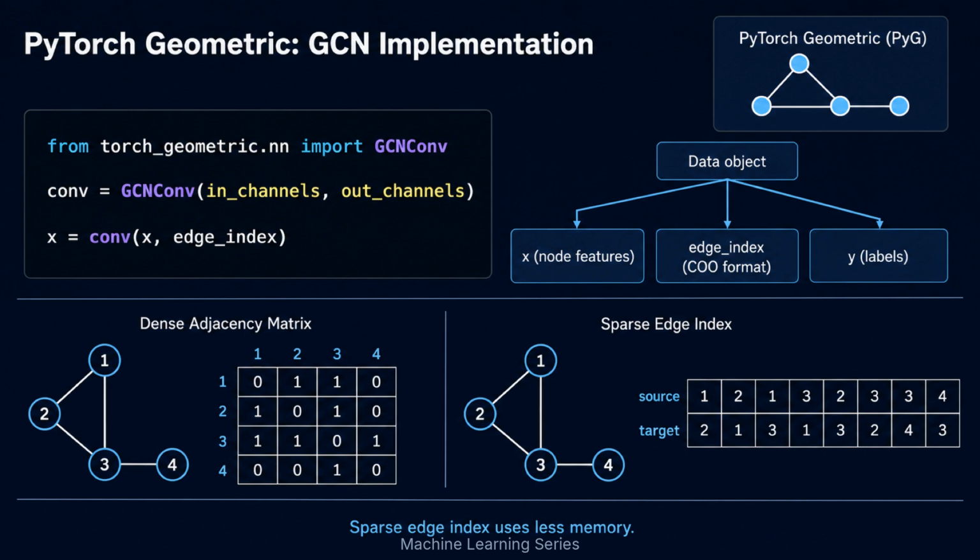Instead of a dense adjacency matrix using O of V squared memory, PyG uses coordinate format, written COO, which is a 2 by E tensor where each column is one edge given as a source and a target node index. This is crucial for large sparse graphs. The data object packages everything together: X for node features, edge index for graph structure, Y for labels, plus train, validation, and test masks for semi-supervised learning. This clean abstraction lets you focus on model architecture rather than data handling.